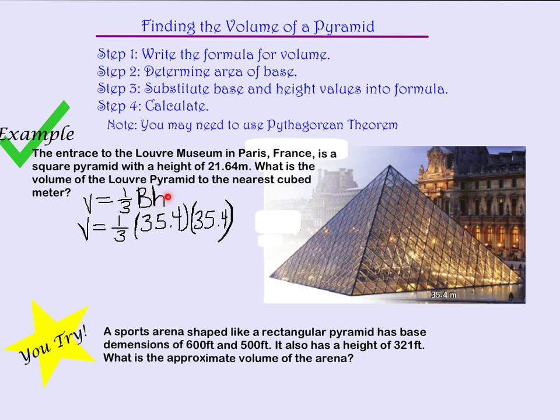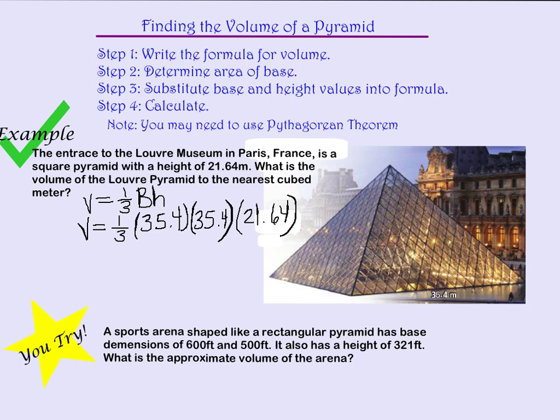Now the height part, that refers to the height of the pyramid itself. And it tells us the height is 21.64, so I'll substitute that in also. Now that was step 3 as well as step 2. Step 3 says substitute the base and the height values into formula. So that's what I just did. And step 4 says to calculate. Now it says note you may need to use the Pythagorean theorem. In our case, we don't need to because we have a square base and then the height's given to us. So we're good without having to use that.